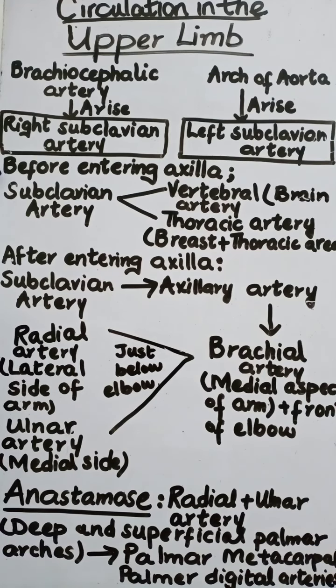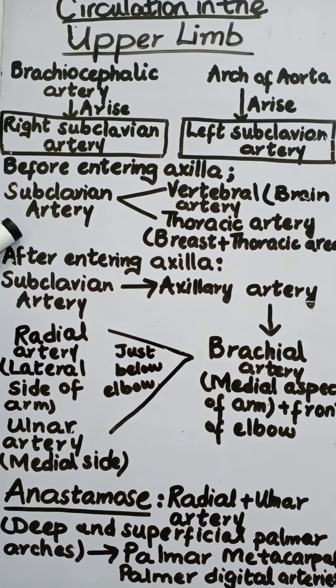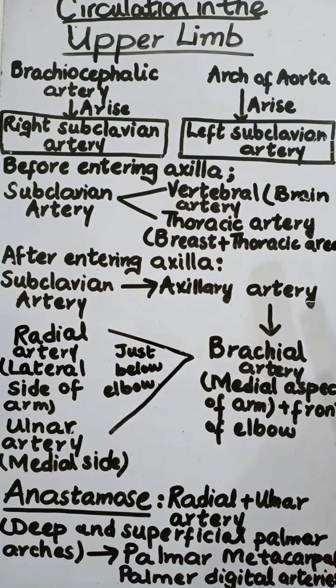Before entering into the axilla, right and left subclavian arteries give two branches. One branch is the vertebral artery and the other branch is the thoracic artery. Vertebral artery supplies blood to the brain, while thoracic artery supplies blood to the breast and thoracic cavity areas.